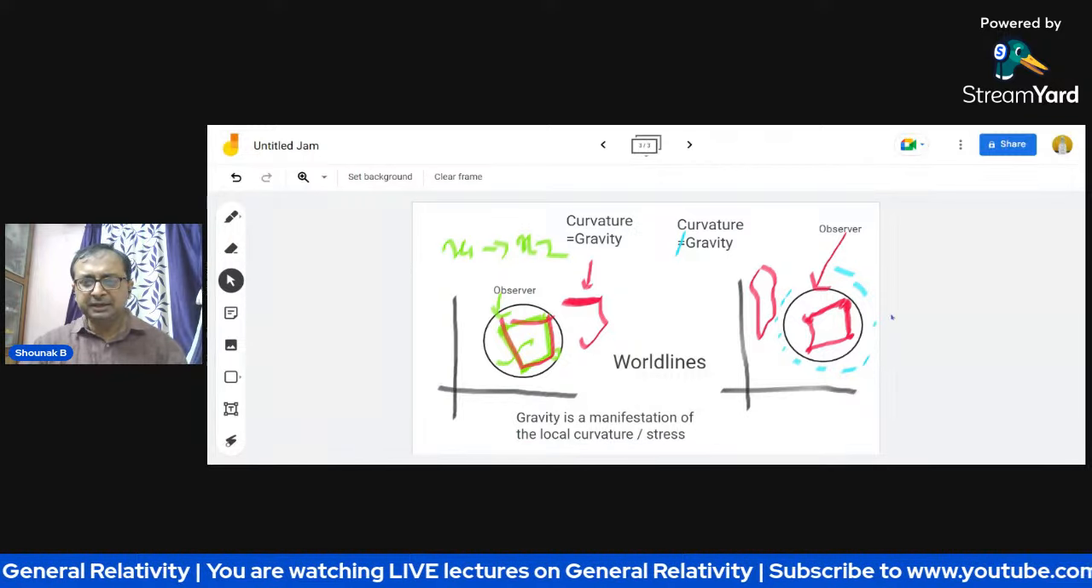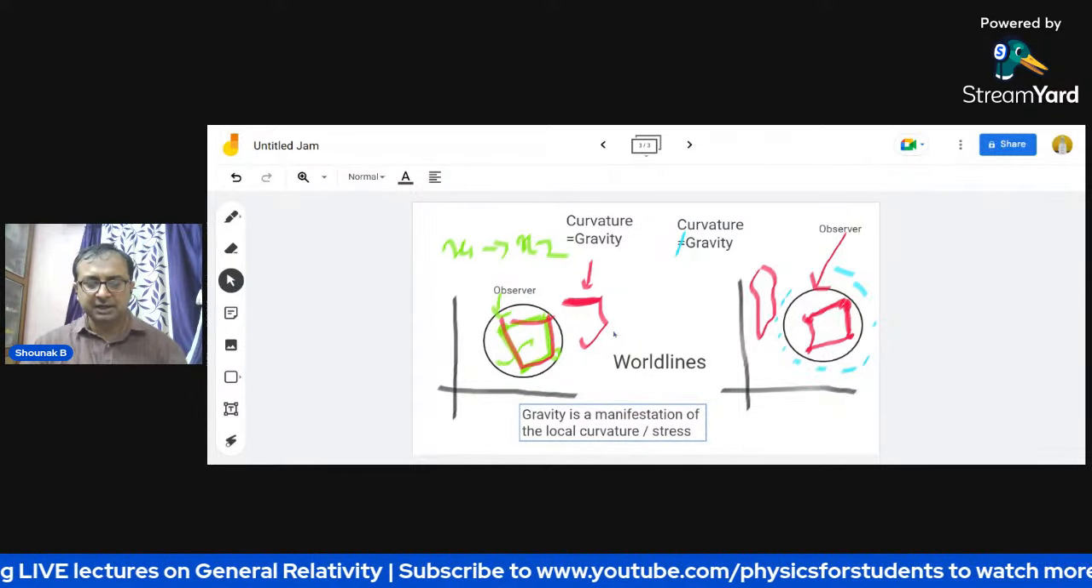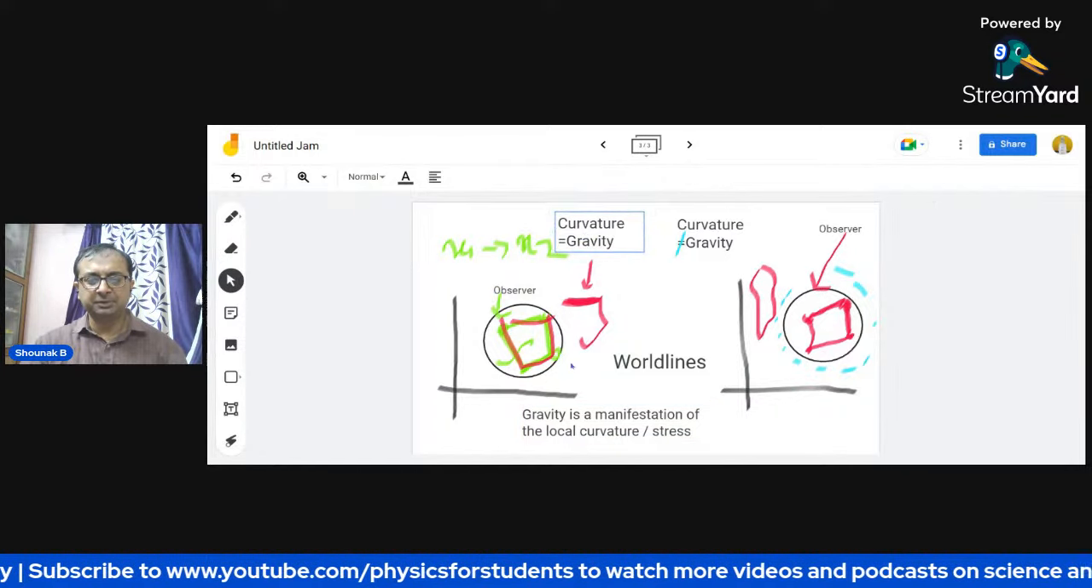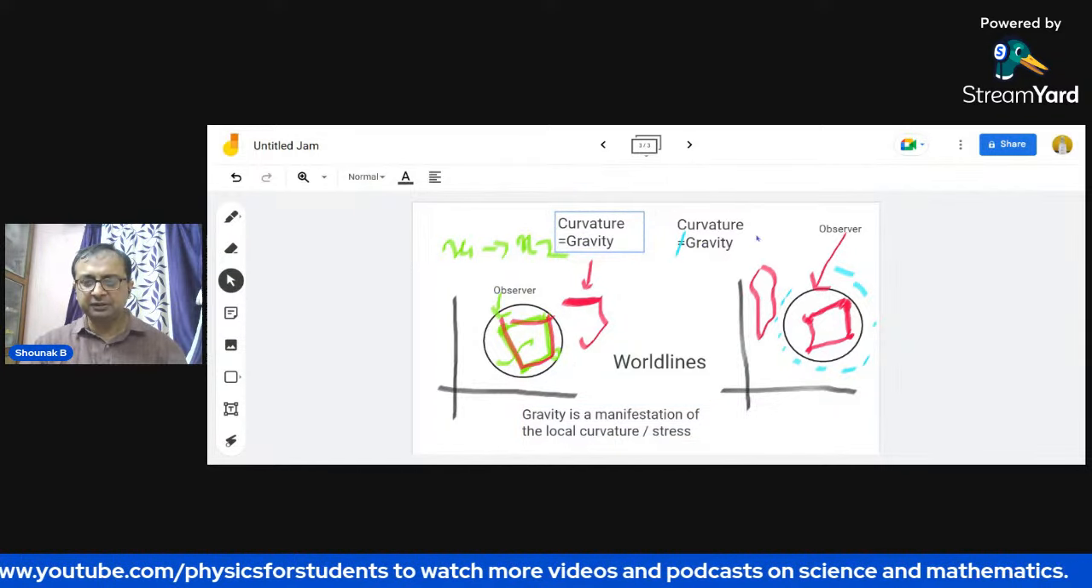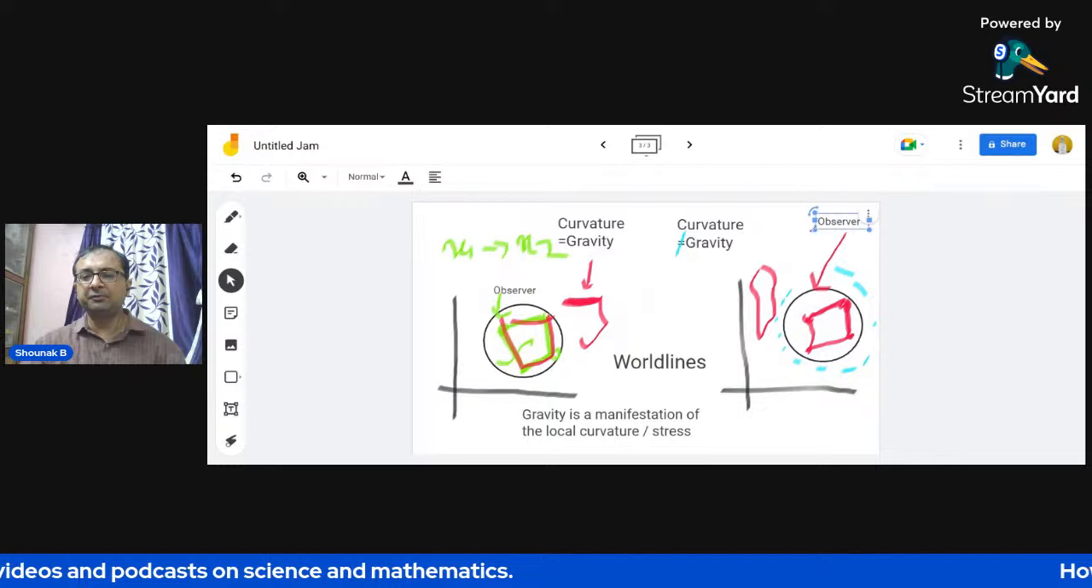That does not mean that there is no gravity or there is no curvature. But what this person is seeing over here is something very local. And that is why here the curvature becomes equal to gravity. But here, if I have to make curvature equal to gravity, I have to consider all those curvatures around here, because the observer is observing from a faraway place.